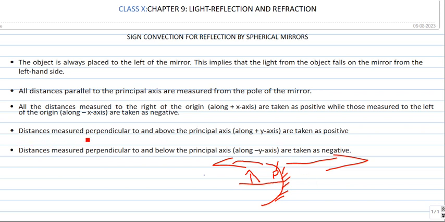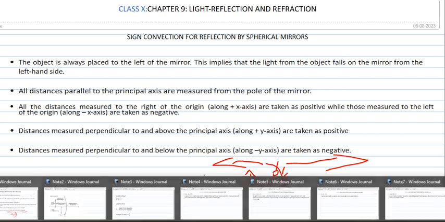Distances measured perpendicular to and above the principal axis are taken as positive. So the height of the object placed here will be taken as positive. And if there is an image formed, say this is an inverted real image for example, this distance will be measured perpendicular to and below the principal axis, so it is taken as negative. So these 5 points we should remember when we do the problems.